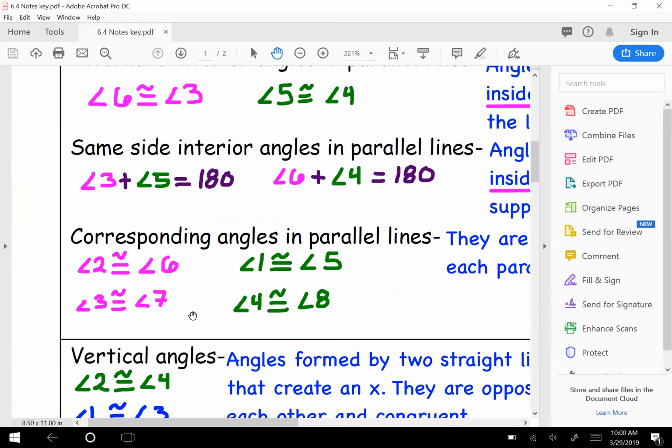So write those all down. So 2 is congruent to 6, 1 is congruent to 5, 3 is congruent to 7, and 4 is congruent to 8.